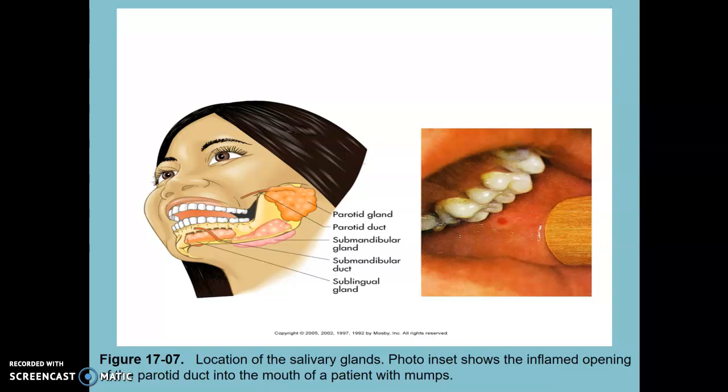So here's another picture showing you the parotid. The parotid duct dumps saliva up near the top of your mouth. The submandibular gland and the submandibular duct secretes out close to the front of your teeth, and then the sublingual gland is underneath your tongue.